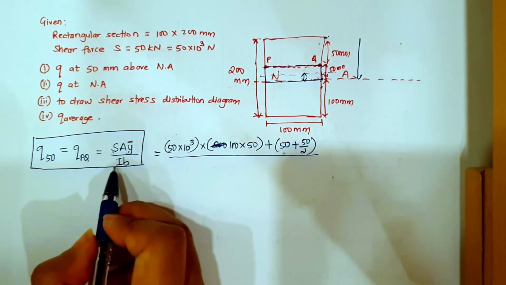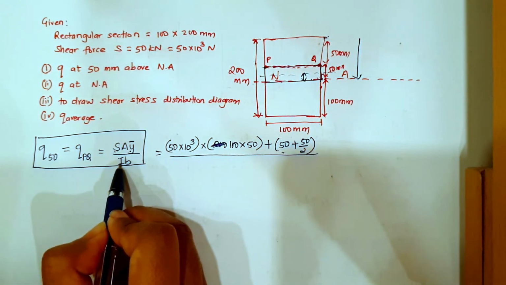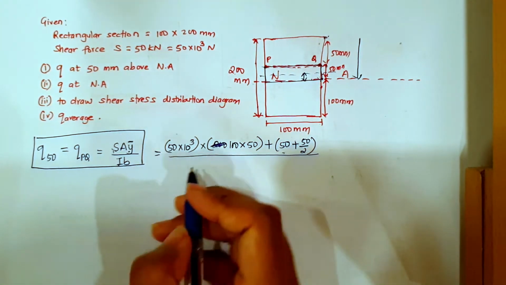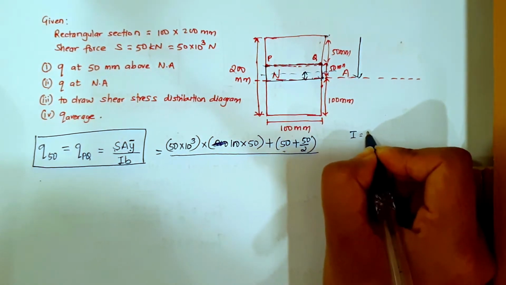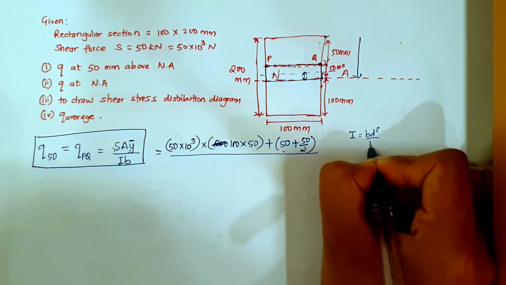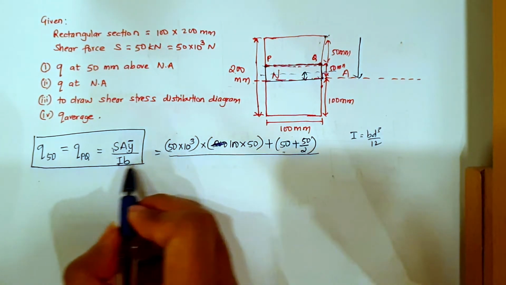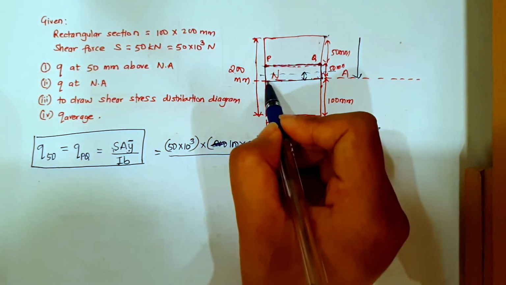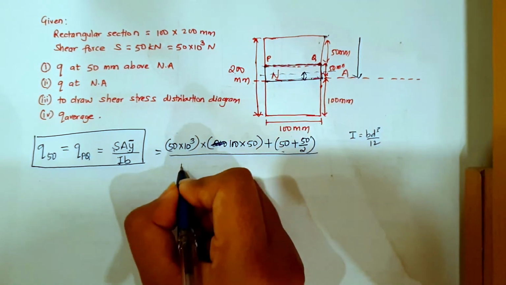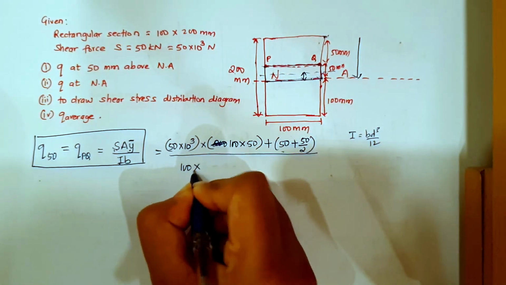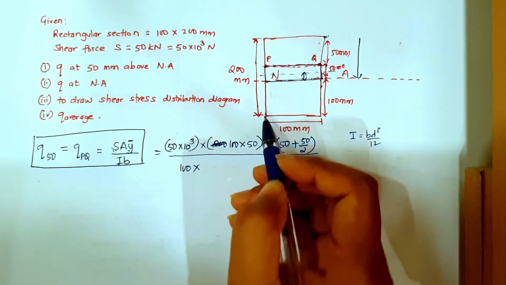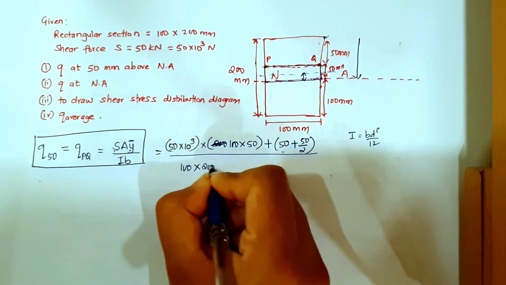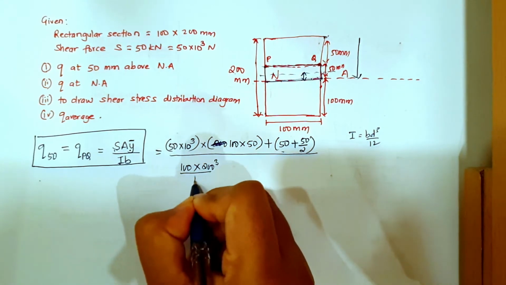Okay, divided by, now what is I? I is moment of inertia. I is equal to B D cube by 12, right. Now here, how much is B? B is 100, into D. How much is D? For D we have to take the full depth. D is 200 cube divided by 12.